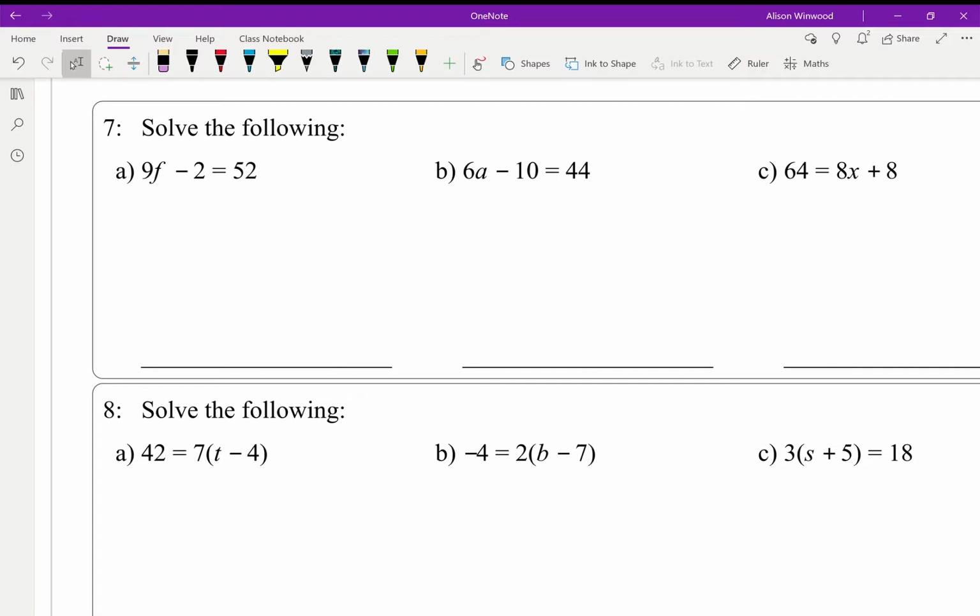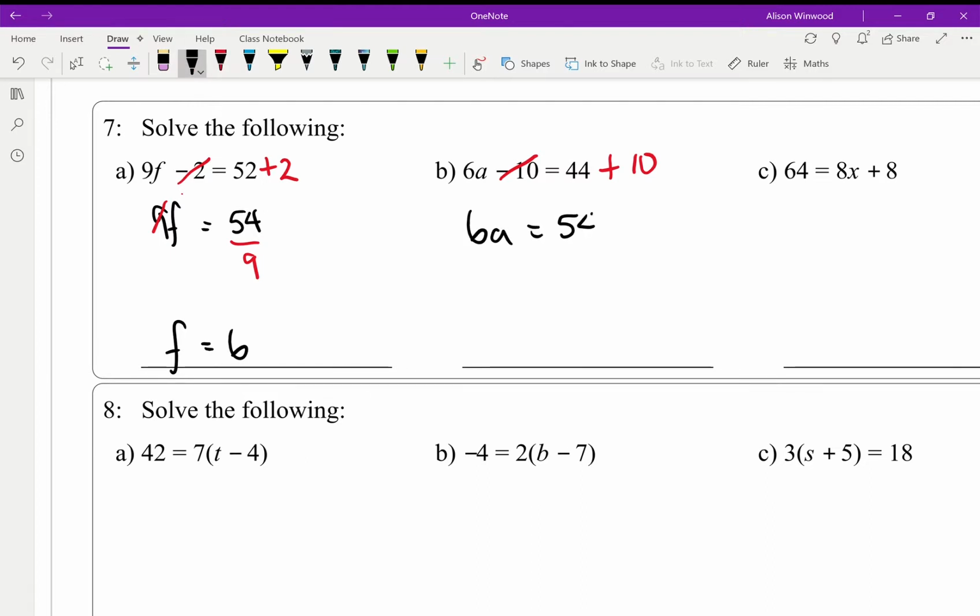Whole page of solving, so doing opposites, so add 2, divide by 9, f equals 6. Add 10, divide by 6, a equals 9.